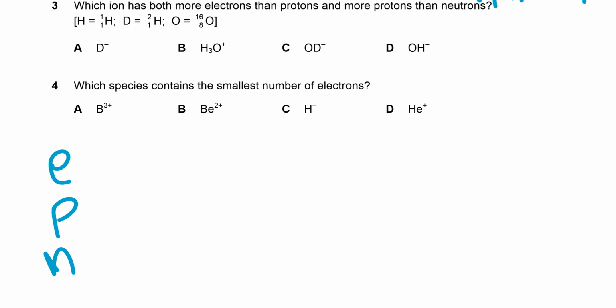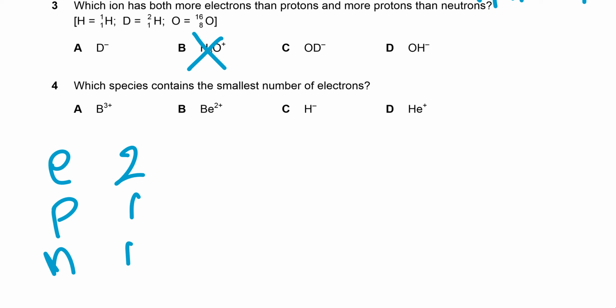You have deuterium, 1 proton, negative ion, that means you have gained an extra electron, 2 electrons, and number of neutrons is 1. So this one doesn't fit with the statement, because we need electrons more than protons, and protons more than neutrons, but here in this case they are equal. In the other one, option B, you don't need to solve it, because here the ion is a positive ion, so it's impossible to have electrons more than protons for a positive ion. So this one at once we will neglect.